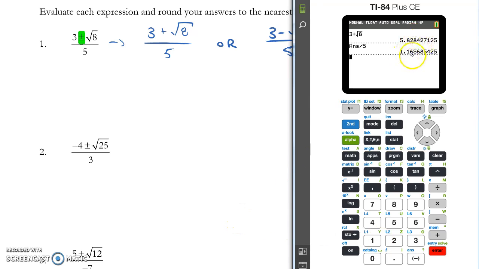Now I'm going to round this to the nearest hundredth, because that's my final answer for the first part of the problem. 1.165, I don't care about anything after that. The 5 tells me to bump the 6 up 1, so it's 1.17.